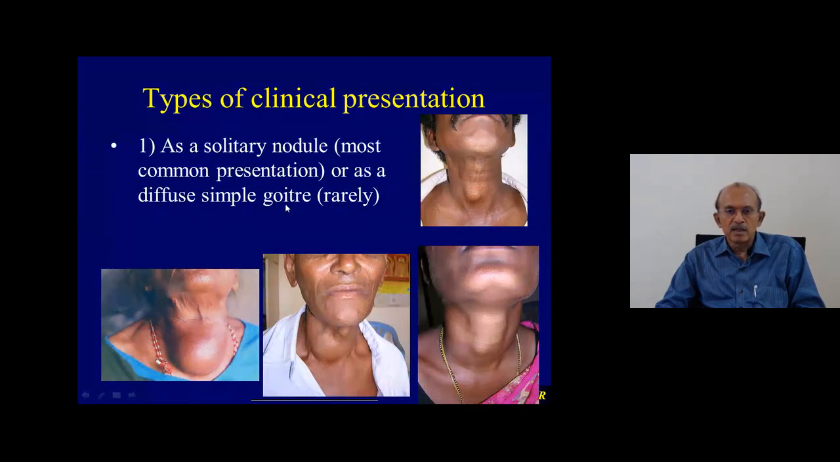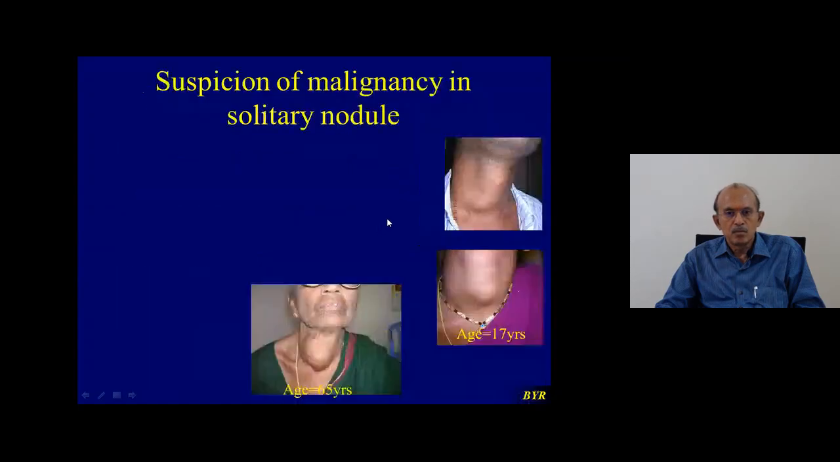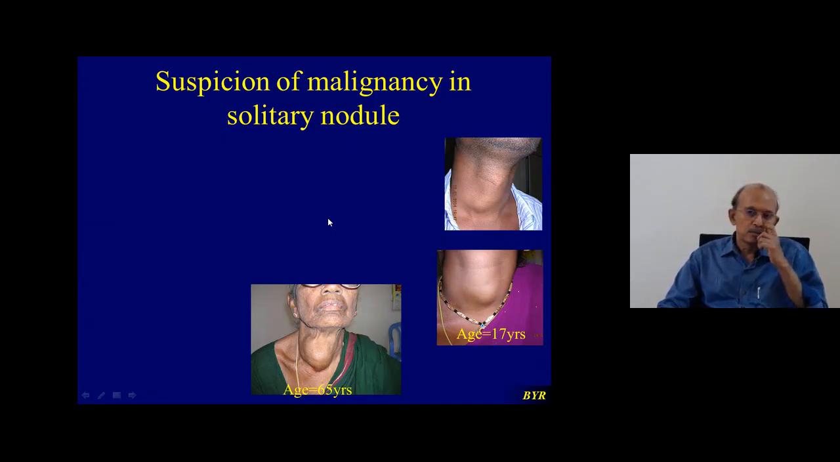Types of clinical presentation: as a solitary nodule, that is the most common presentation, or as a diffuse simple goiter, that is a rare presentation. You can see the photographs of these patients. All these patients have carcinoma. So all these are solitary nodules. We have seen solitary nodule in some previous conditions also.